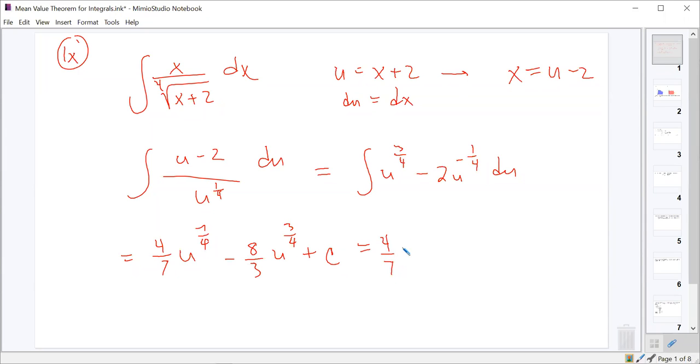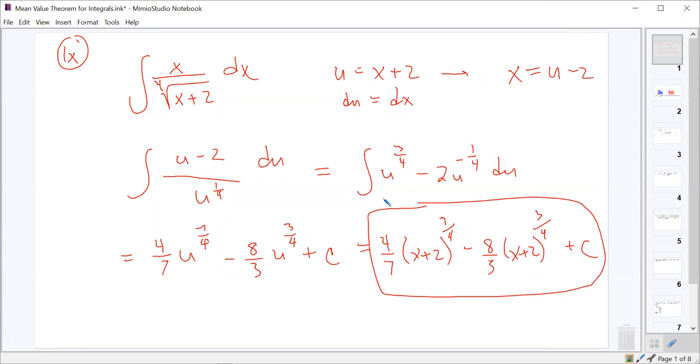And then we just substitute back in our u, which was x plus 2. So we got 4/7 times x plus 2 to the 7/4 minus 8/3 times x plus 2 to the 3/4 plus our constant. Get it or no? Good. Cool. No questions, no issues there. Everyone's okay with that.